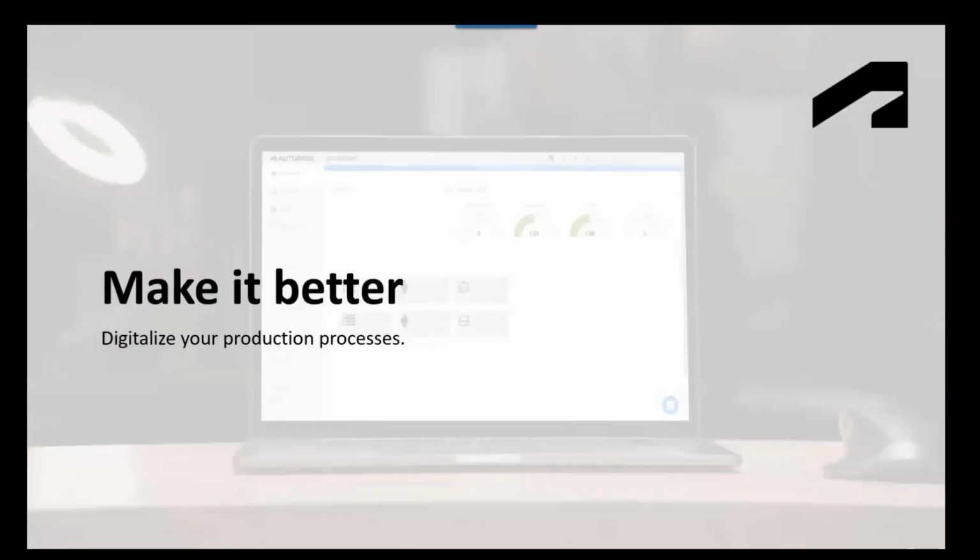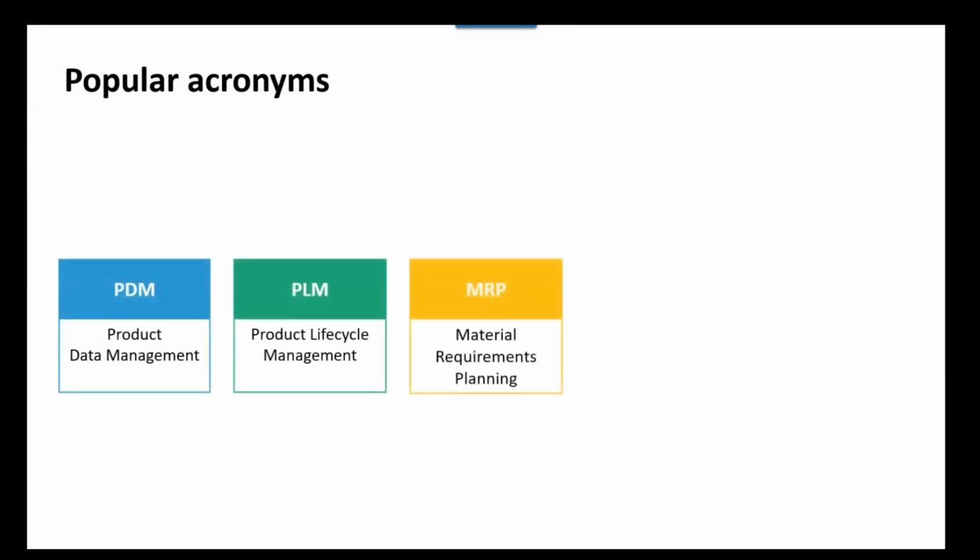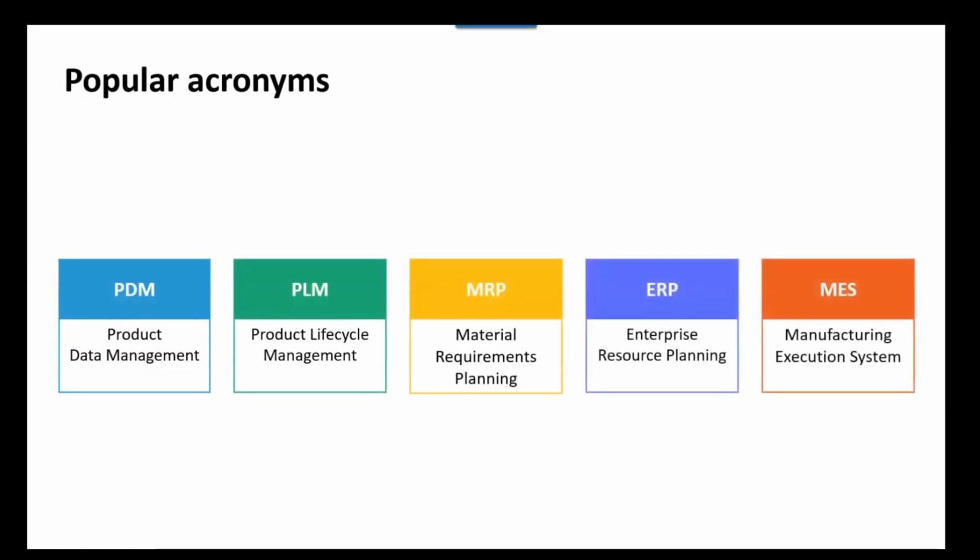How can we make things better? We can digitize our production process, but how exactly? Choosing the right solution for your digitalization process can be hard. You will hear about several acronyms associated with the digitalization process, which you might or may not be familiar with, such as PDM, PLM, MRP, ERP, and MES.